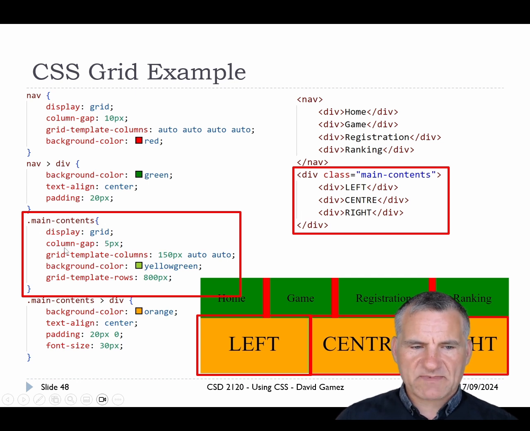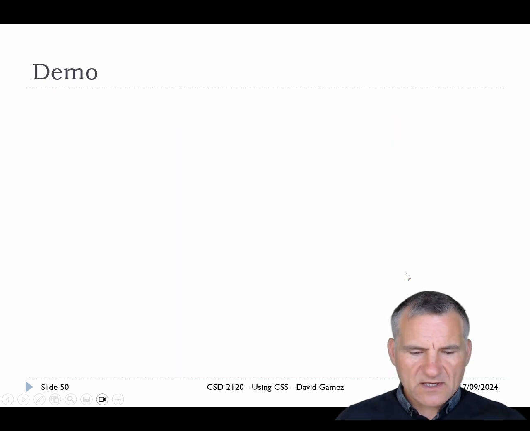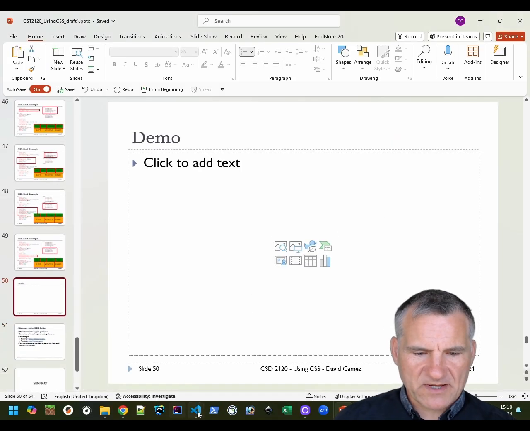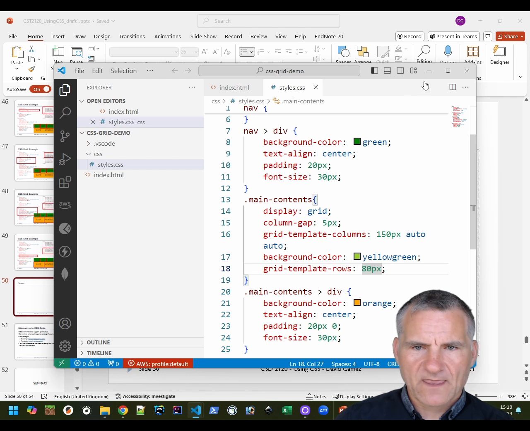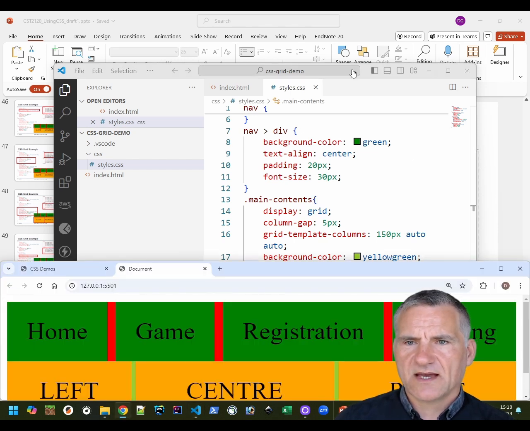So again, we're using display grid, nothing very complicated there. The interesting change here is I've specified the width of this particular column. So this will always be 150 pixels, whereas these other ones will expand and contract depending on the size of the page. So let's have a little look at this and play with some of the parameters just to get a feel for it. I'm not sure I've got this one live actually, so let's do that.